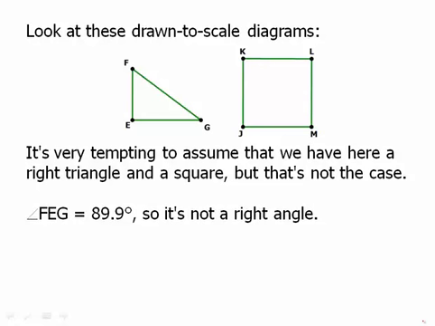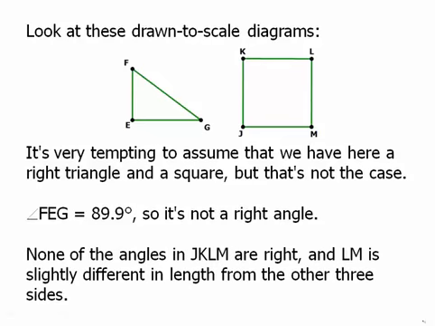Similarly, JKLM is not even pretending to be a square. None of the four angles are right angles. All of them are different from 90 degrees. Three of the sides are the same, but side LM is different. So that is not even vaguely like a square. So even if you were guaranteed that the diagrams were drawn to scale, there's a lot that you could not visually assume.